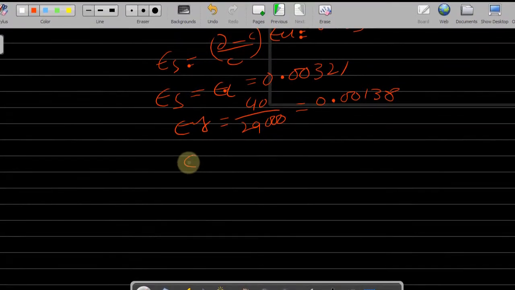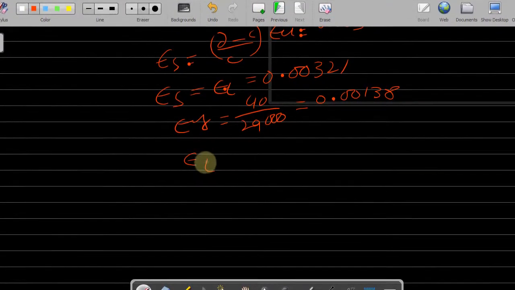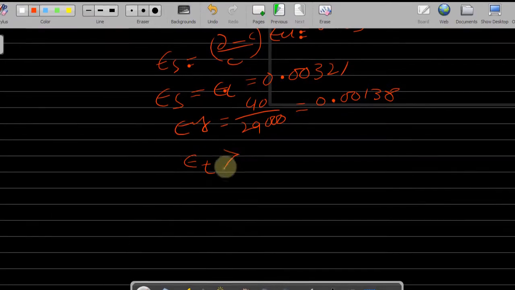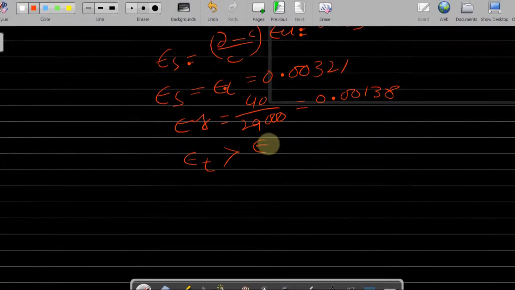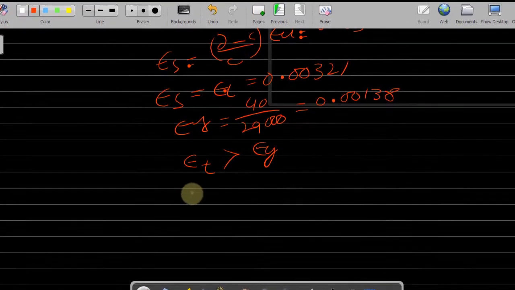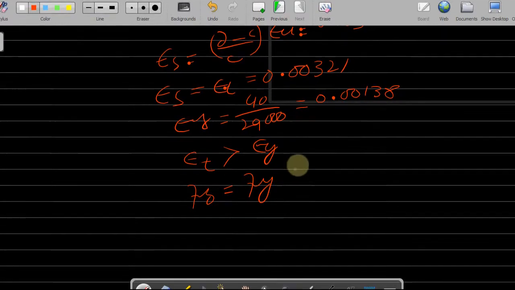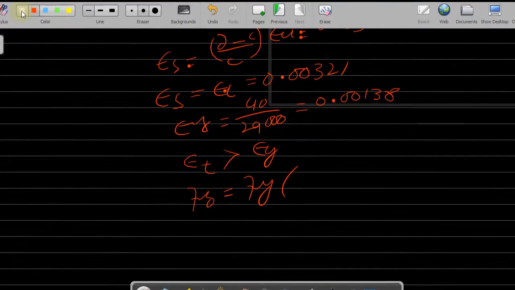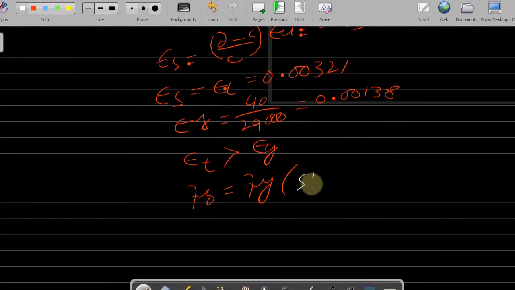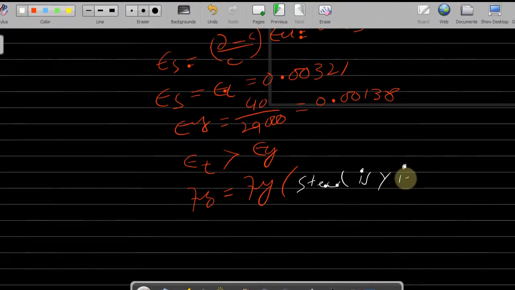Now here you can clearly see that our epsilon t value is greater than the epsilon y value. So that suggests that our assumption, Fs equals Fy, holds, and this suggests that the steel is yielding. Steel is yielding.